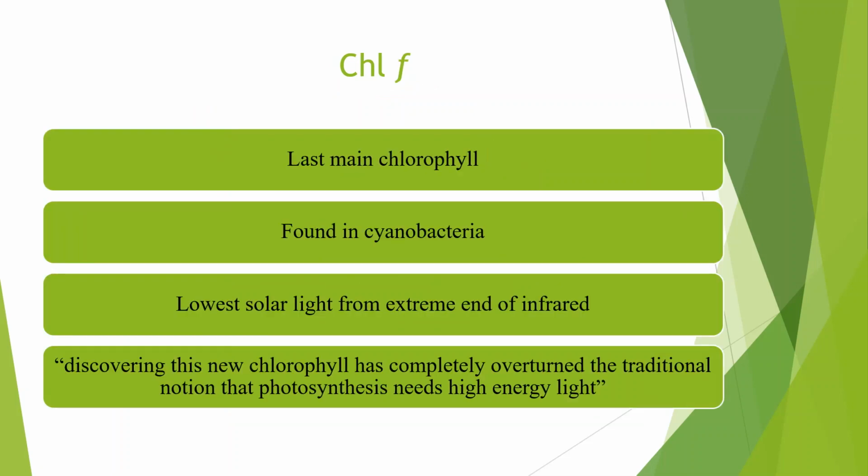The last main type of chlorophyll is chlorophyll F, as we talked about in the beginning, that it was found in Australia from the stromatolites, and as cyanobacteria made it, it can be found in cyanobacteria, and it is responsible for the absorption of the lowest solar light from the extreme end of the infrared.